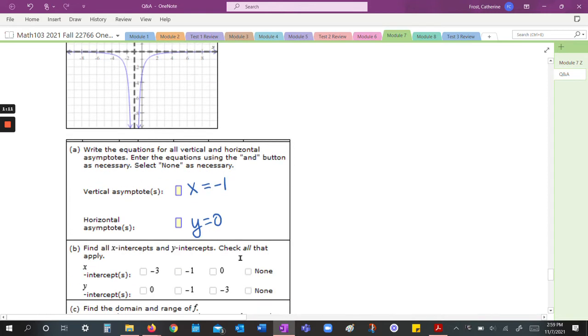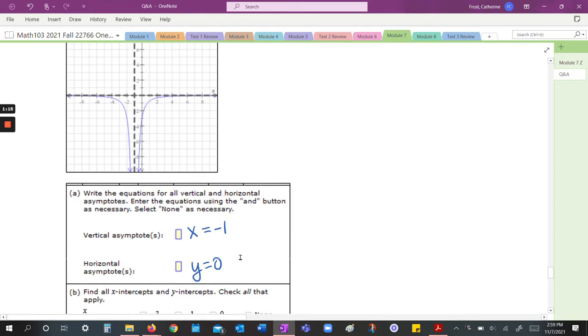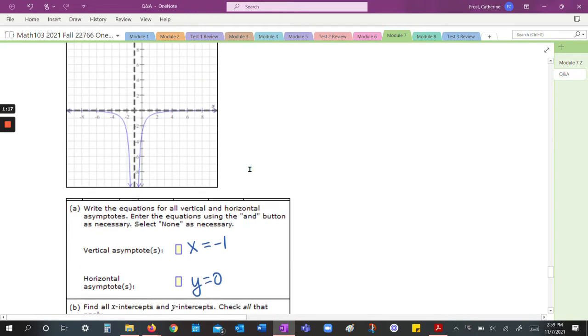Intercepts are where we actually touch the axis. I'm going to look at the y-intercept first because there's at most always going to be one y-intercept. You can't have more than one y-intercept on a function. Also, for these particular types of functions, you could have more than one vertical asymptote, but not more than one horizontal asymptote. Okay, anyway, so back to intercepts.